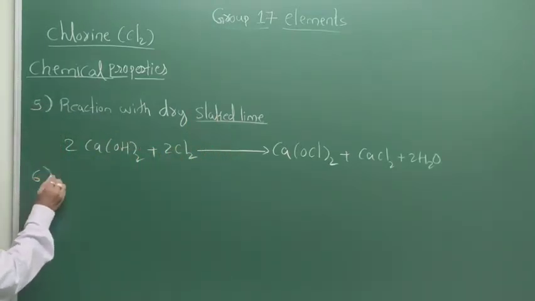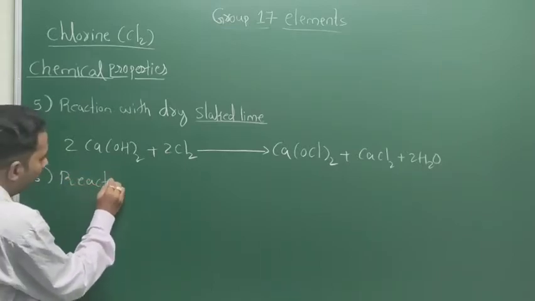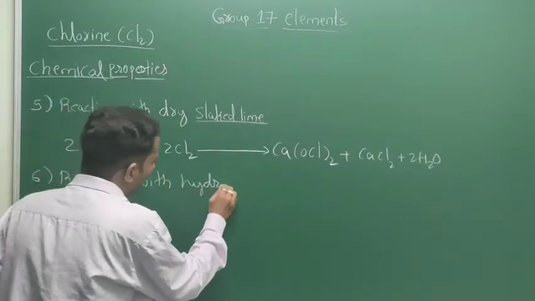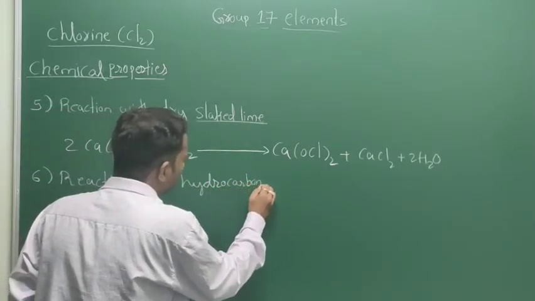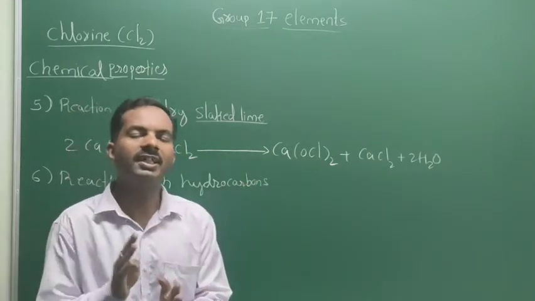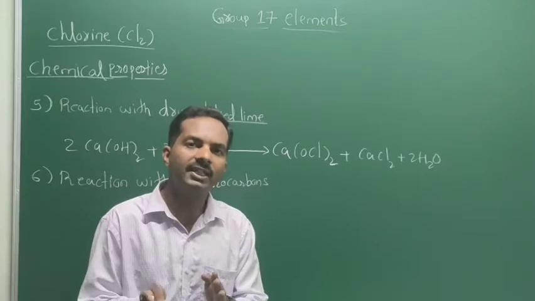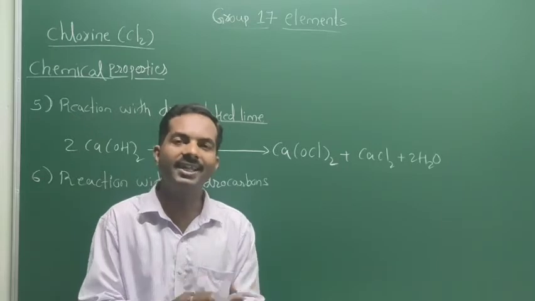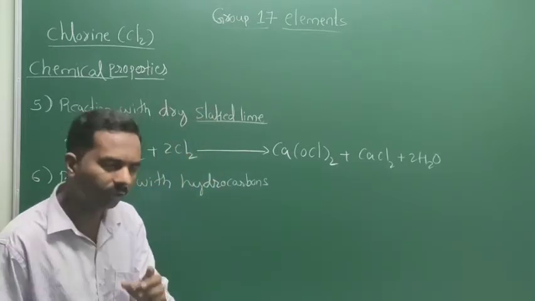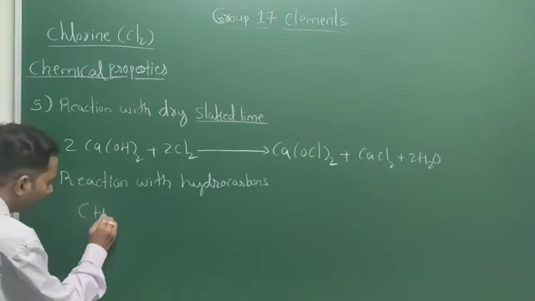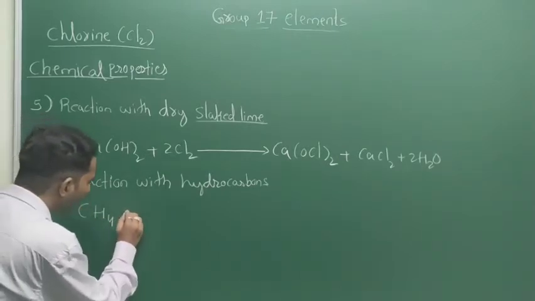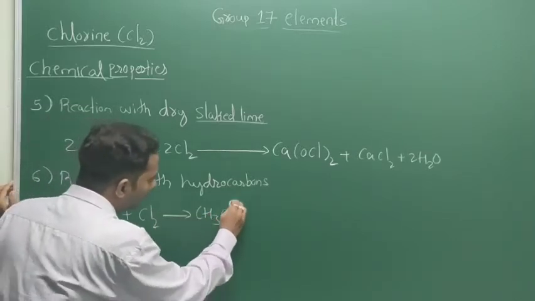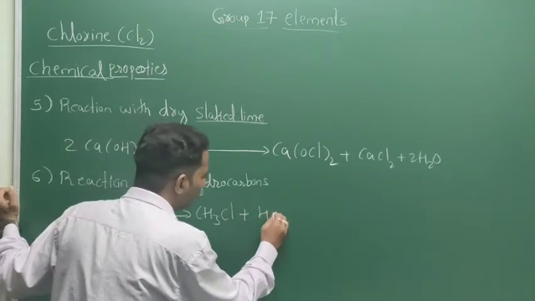So next, sixth one, reaction with hydrocarbons. So here chlorine reacts with hydrocarbon to give substitution product with saturated hydrocarbon and addition product with unsaturated hydrocarbon. So consider the example CH4. It is treated with chlorine, forming methyl chloride with HCl.